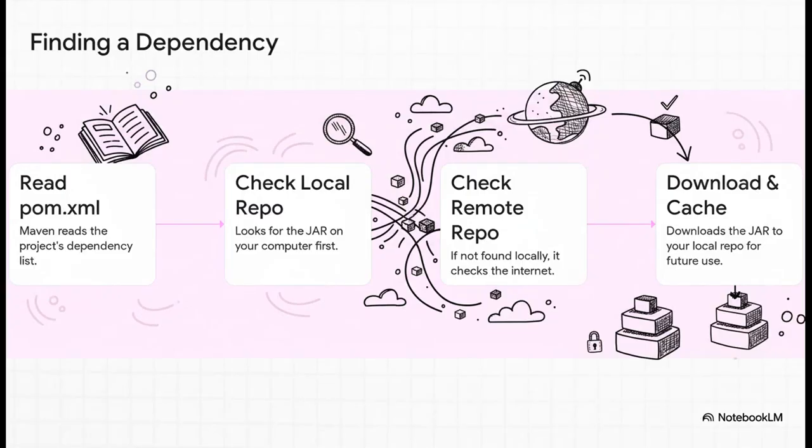And this process is what makes it so efficient. When you tell Maven to build your project, it reads your list of dependencies. First, it looks in your local repository on your computer. If the library is already there, awesome, it just uses it. If not, then it goes out to the remote repository online, downloads it, and saves a copy in your local cache for next time. Super smart.